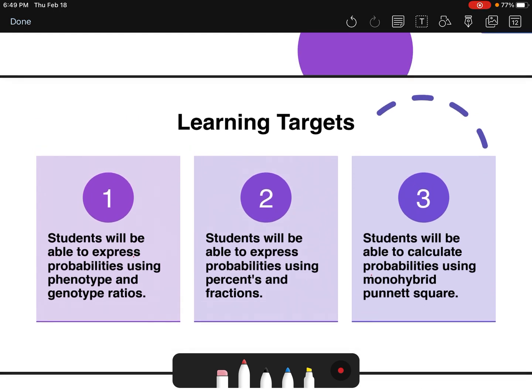All right, so our learning targets: we want you to be able to express probabilities using phenotype and genotype ratios. We want you guys to be able to express probabilities using percents and fractions, and then we want you guys to be able to calculate probabilities using a monohybrid Punnett square.